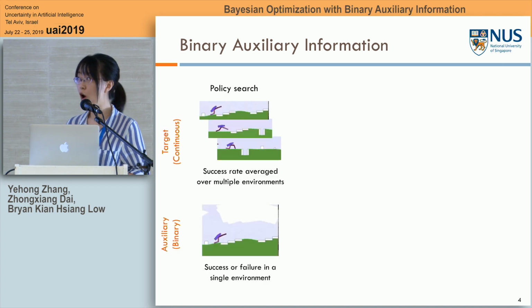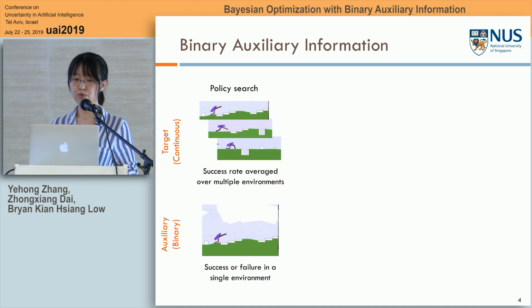For example, when we use Bayesian optimization to find the optimal policy, the target may be to maximize the success rate averaged over multiple environments. Then if we consider only one single environment, the result of this task is success or failure, which is binary.